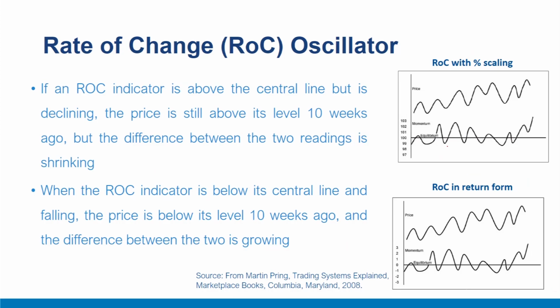If the ROC indicator is above the central line and it is declining, the price P_t is still above the price 10 weeks ago, but the difference between these two is shrinking. When the ROC indicator is below this line and falling, the price is below its 10-week-ago level, and the difference between the two is growing because the P_(t-10) level is much greater than P_t now.